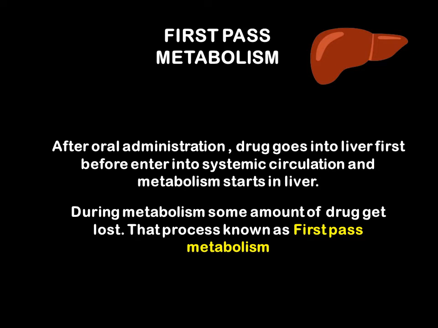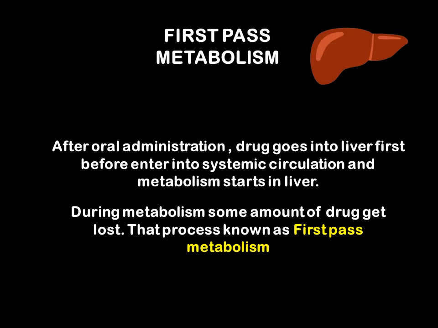But this metabolism is helpful or beneficial when the drug is a prodrug. Prodrug means the inactive form of the drug. For activation, it will be metabolized in the liver and it will produce the effect. So first pass metabolism is beneficial for a prodrug. Pro means inactive form of the drug. After metabolism, it converts into the active form.